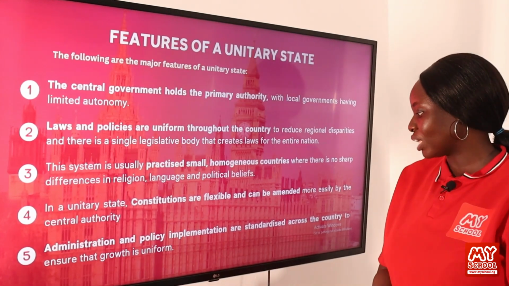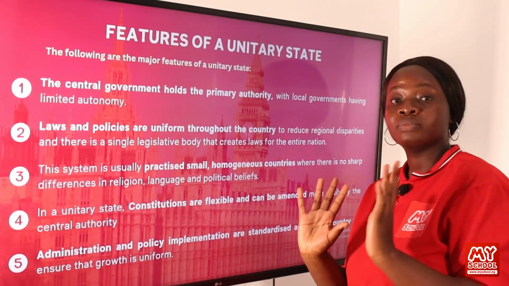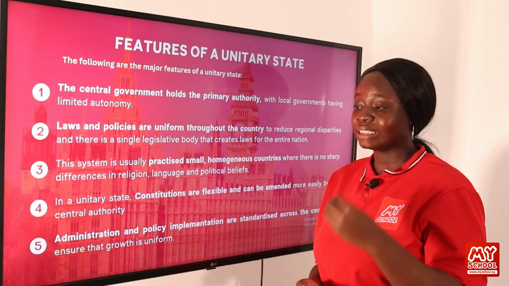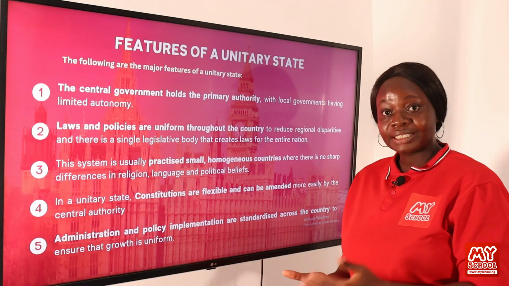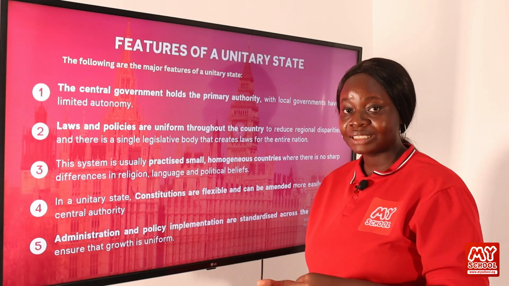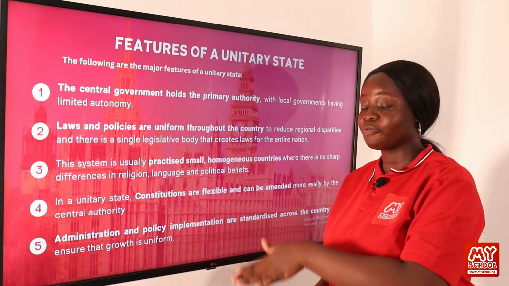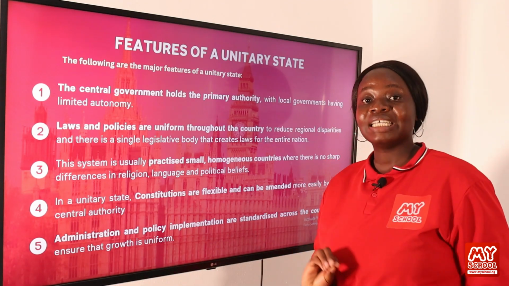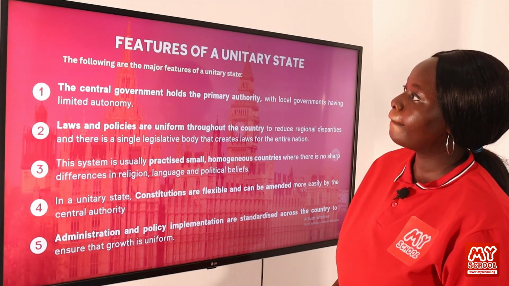Administration and policy implementation are standardized across the country to ensure that growth is uniform. We talked about how the executive in various states have to have set objectives at the beginning of their tenure, and they implement policies in order to make sure these objectives are actualized. In a unitary state, the objectives are the objectives of the central government. They have to ensure that the policies made are implemented all around the state to ensure that growth is uniform around the state. It is different from a federal system of government where different state governments and different local governments have their set objectives and they have to implement policies based on those objectives. So now let's move on to the next slide.